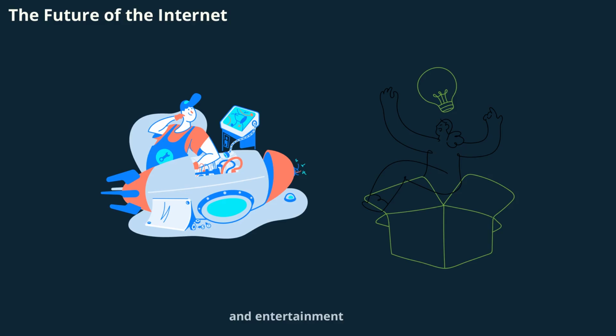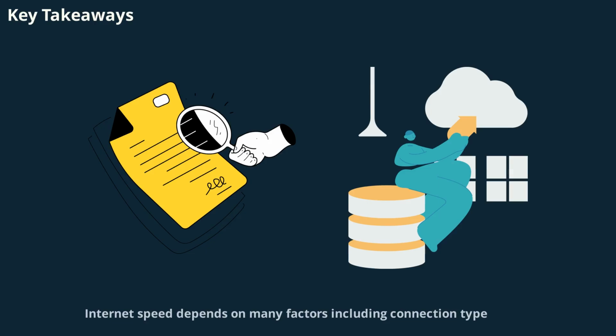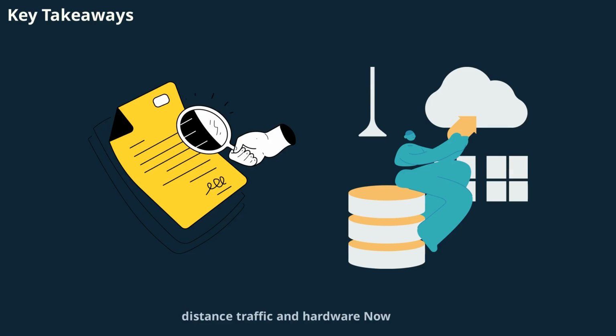To sum up, the internet is a global network connecting billions of devices. Data travels in packets, routed by routers and cables. Every device has a unique IP address, and DNS translates website names into these addresses. Internet speed depends on many factors, including connection type, distance, traffic, and hardware. Now, you have a clear understanding of how the internet works.